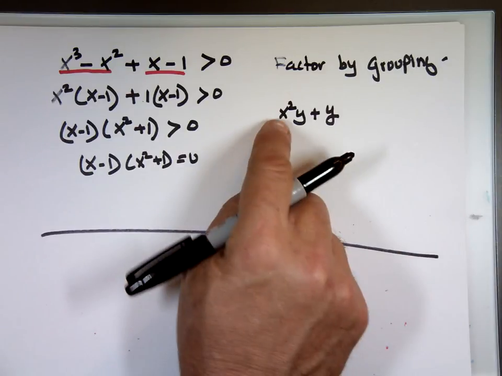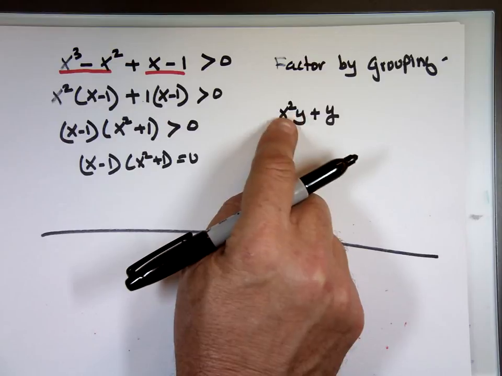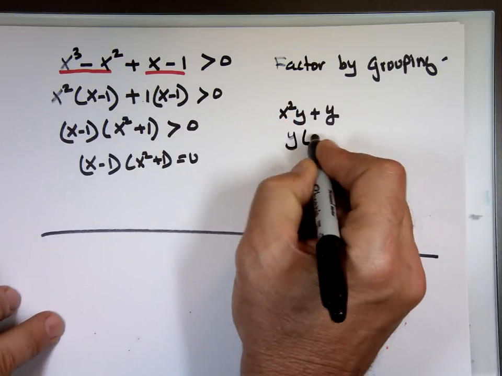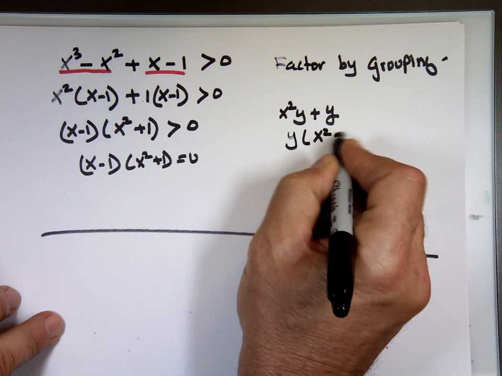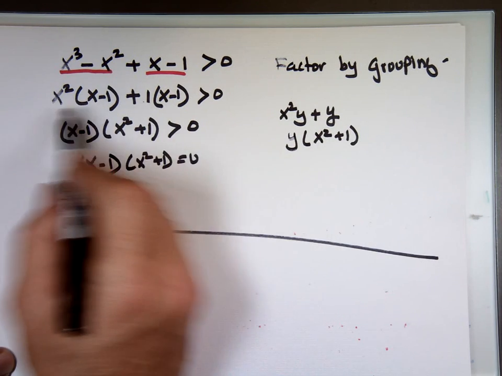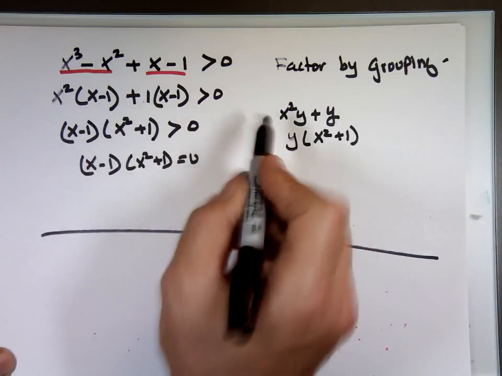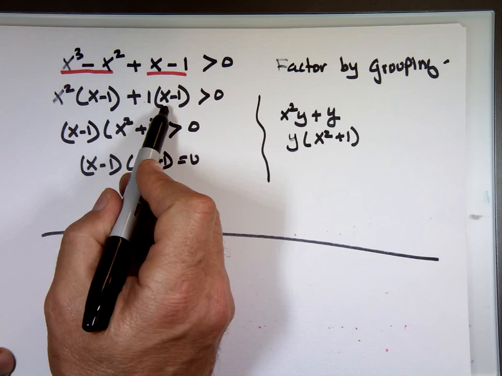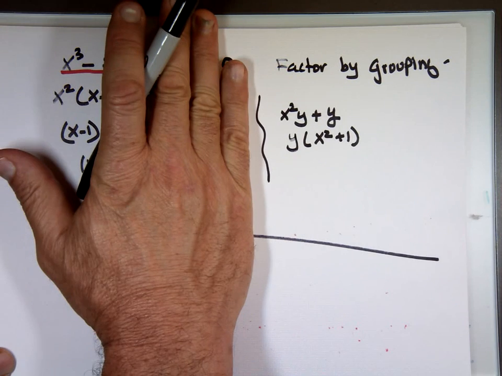Oh, you just took it out again. I took the y out because it's common to both of them. What's left? X squared plus 1. And x minus 1 is common to both of these terms, so we took it out. Where's the y? I'm just making a new problem.